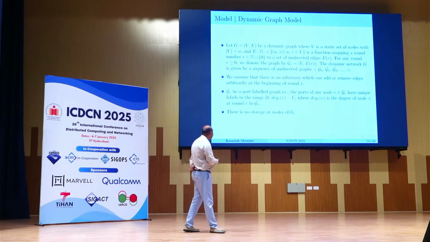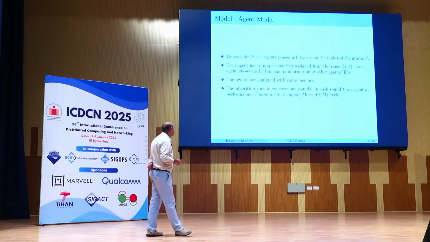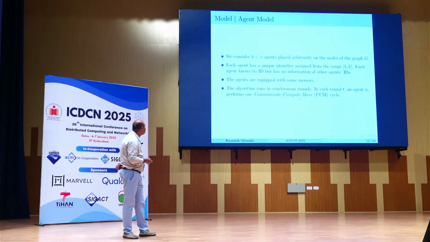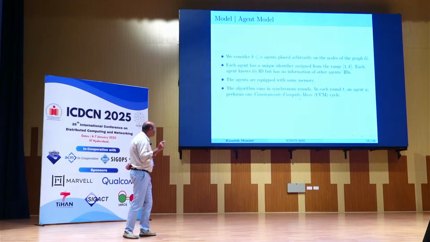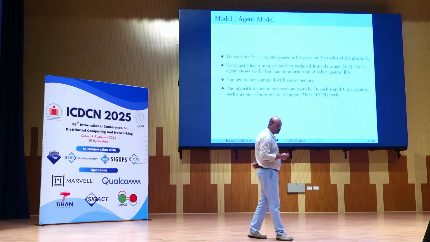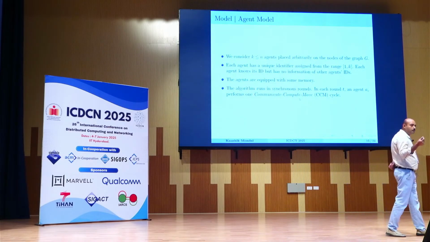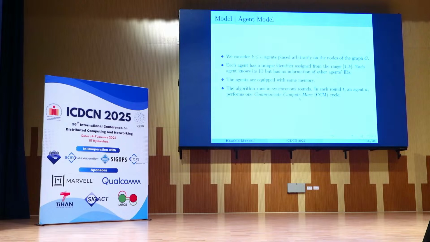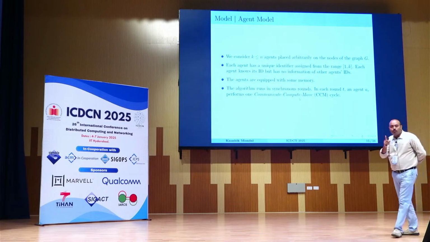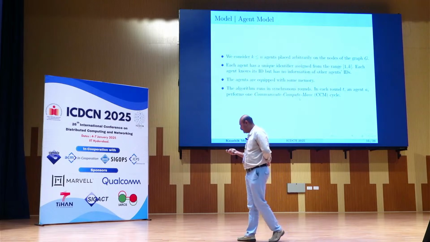And then there is no storage in the nodes. And what is the agent model? Again, there are k less than or equal to n agents placed arbitrarily on the nodes of the graph. Each agent has a unique ID in the range 1 to k. So here I would like to say that, of course, the algorithm works if you take an arbitrary ID range like 1 to n to the power c, but in the complexity, n will come as the parameter instead of k. We are using this model as it is taken in the one-interval connected graph work which we will show. So we wanted to keep the same model here.